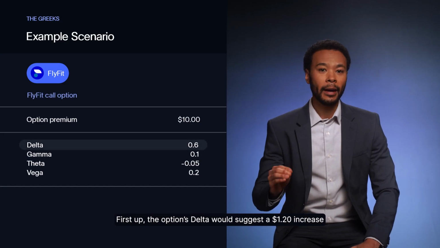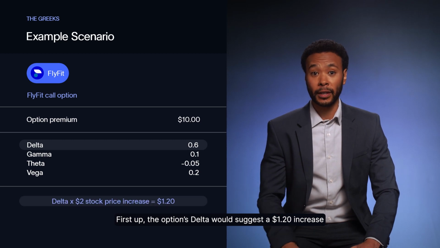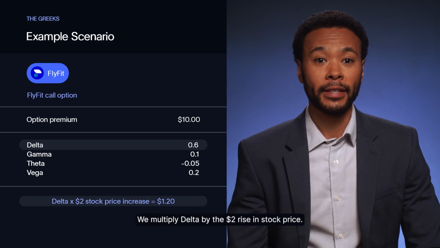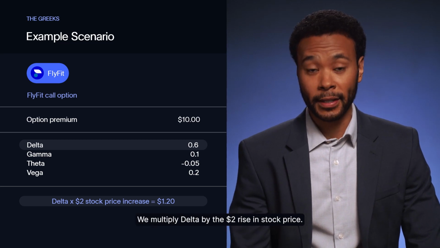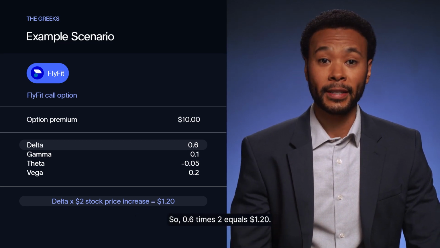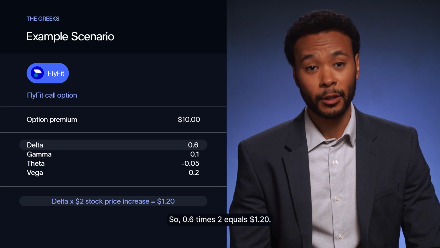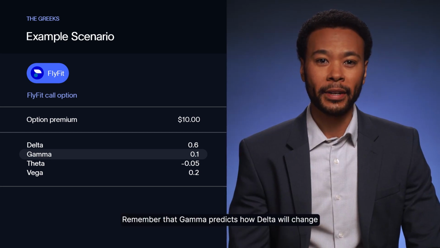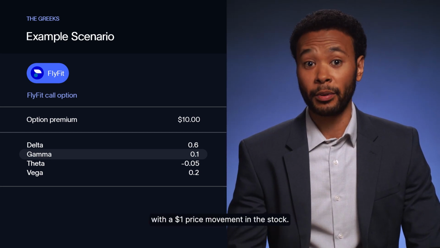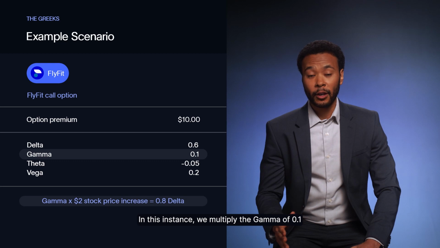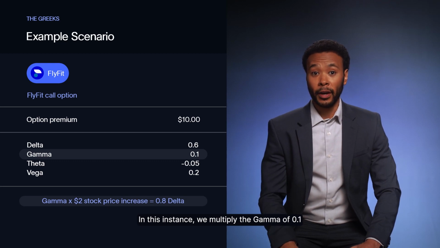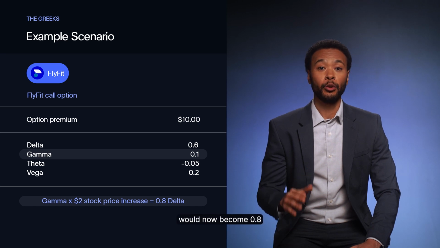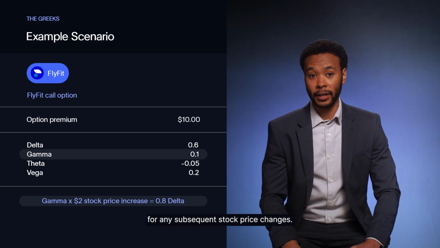First up, the option's delta would suggest a $1.20 increase in the option's price. How do we get that? We multiply delta by the $2 rise in stock price. So 0.6 times 2 equals $1.20. Next, gamma comes into play. Remember that gamma predicts how delta will change with a $1 price movement in the stock. In this instance, we multiply the gamma of 0.1 by the $2 price increase to discover that our delta would now become 0.8 for any subsequent stock price changes.